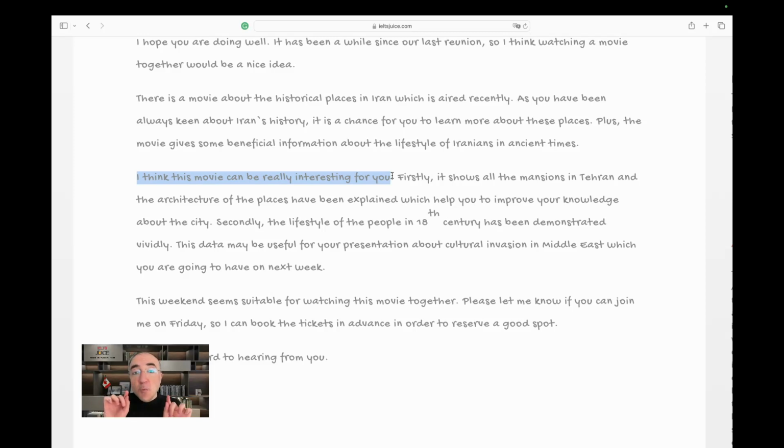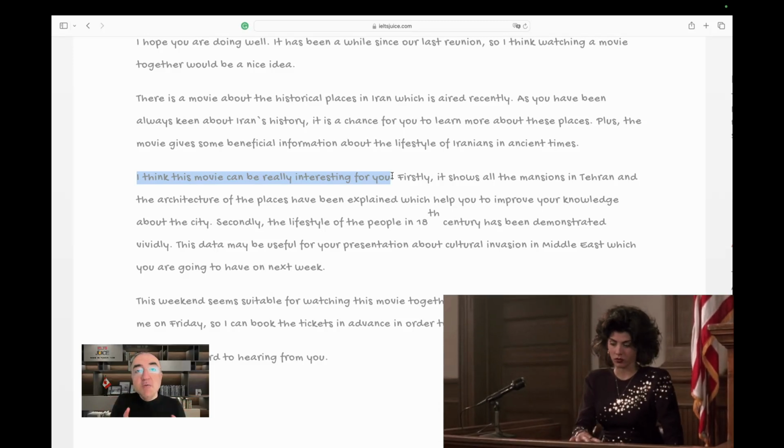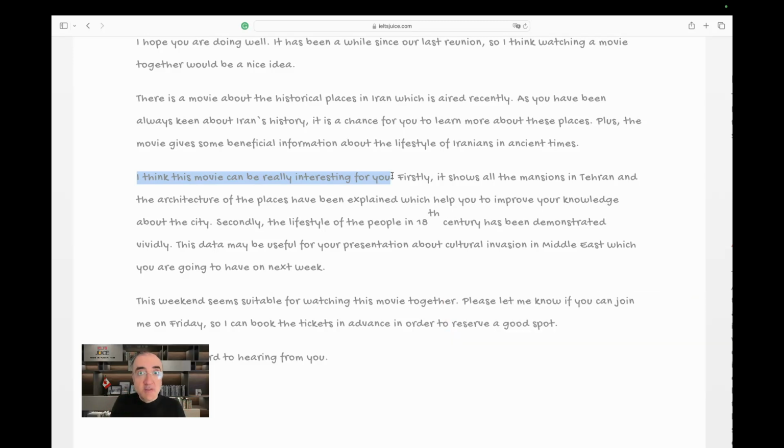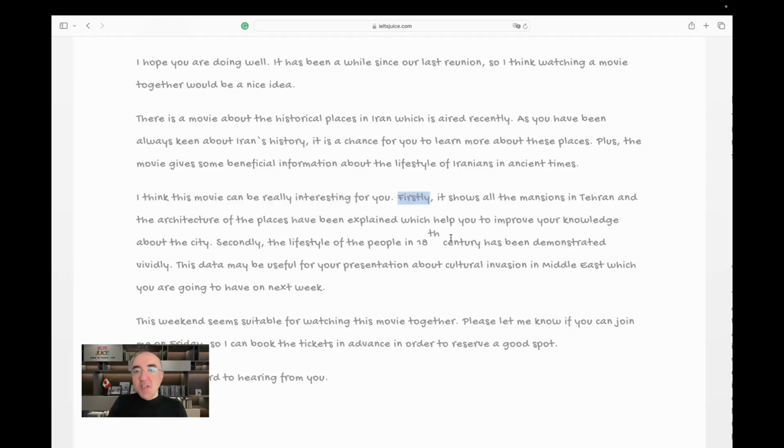We are witnessing the correct use of paragraphing in task 1. This is not common, guys. Not many examples have very good paragraphing in their task 1s. This is a very good example. Let's carry on reading it. Firstly, it shows all the mansions, very good word, in Tehran, and the architecture of the places have been explained. Okay.